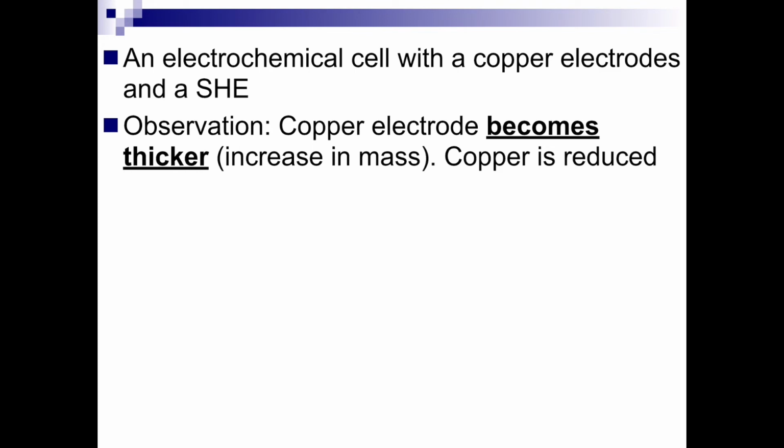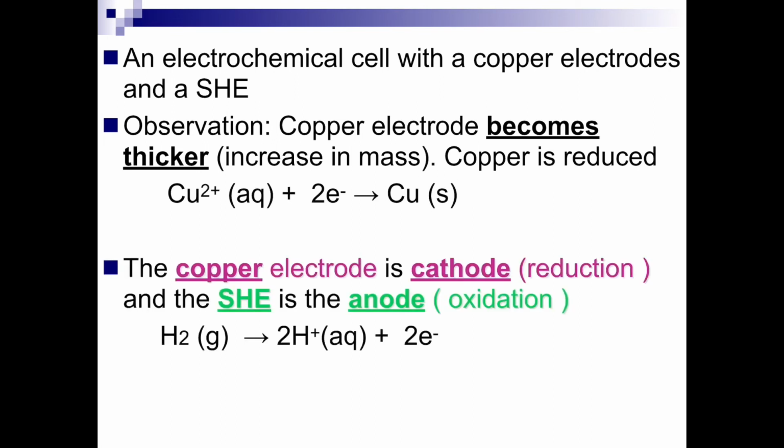This means that copper is reduced. The Cu2+ from the solution gains 2 electrons and reduces into copper. So the copper electrode is the cathode and undergoes reduction, while SHE becomes the anode and undergoes oxidation. The H2 gas is oxidized into 2H+ and releases 2 electrons.